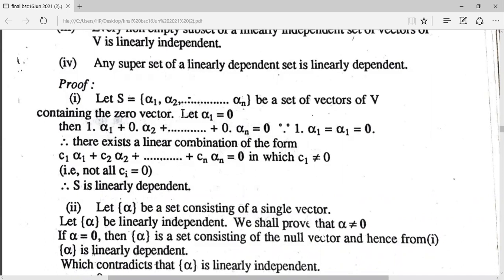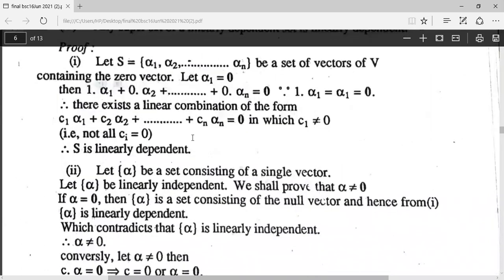So it's quite obvious now. If you have vectors like (0, 0), (1, 2), (3, 4), (5, 6), that set is linearly dependent because it has a null vector (0, 0). So you can clearly identify whether it is linearly dependent or independent.